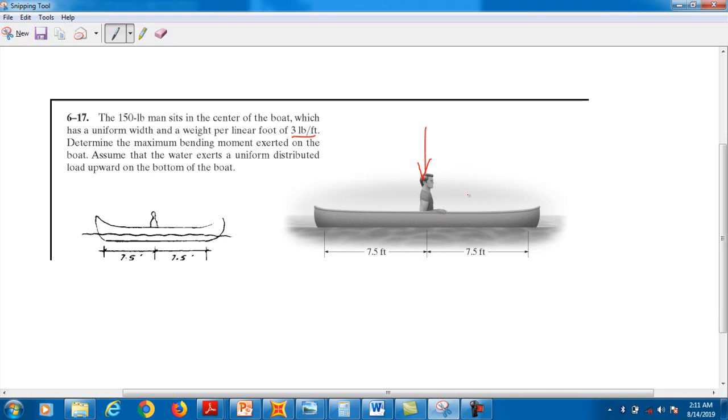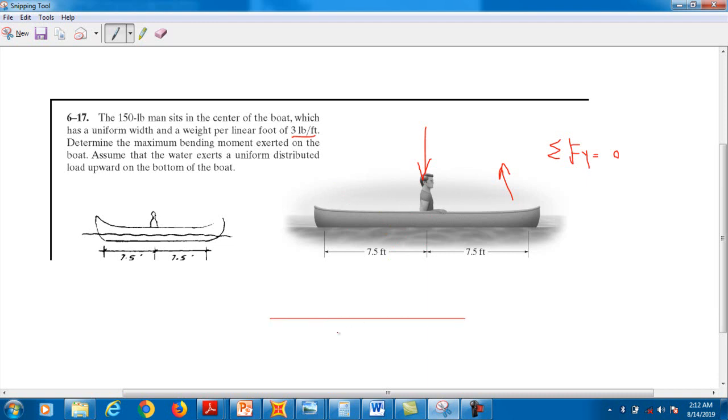One thing you must ensure is that the body, the man and the boat, should be in equilibrium. Equilibrium means that the summation of Fy equals 0, meaning the upward forces and the downward forces must balance each other. As the body is in equilibrium and the weight of the boat is 3 pound per feet, first of all you need to draw.